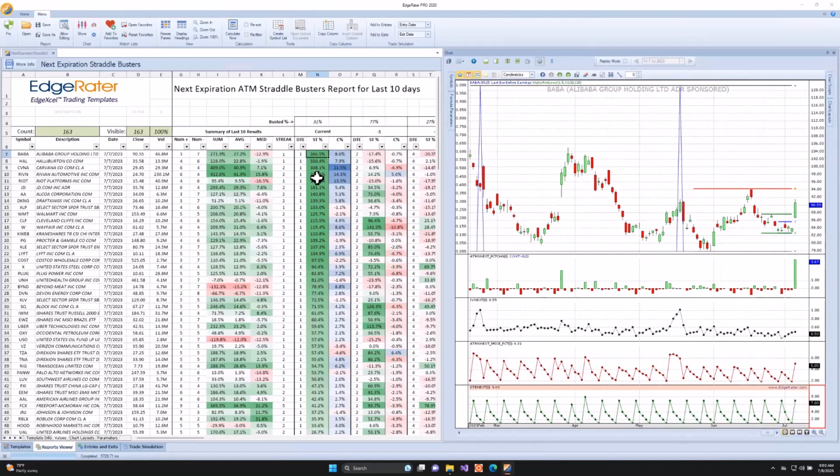And if you look down this list, you'll see that there are a number of stocks that have large moves too. So Alibaba, of course, pay attention to that coming up.